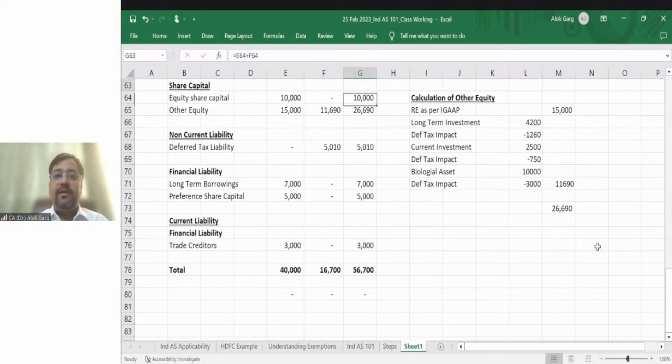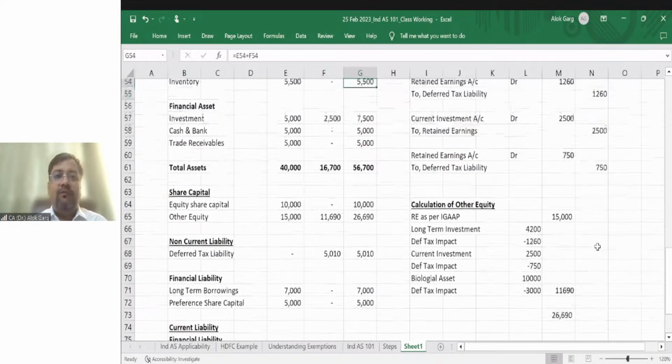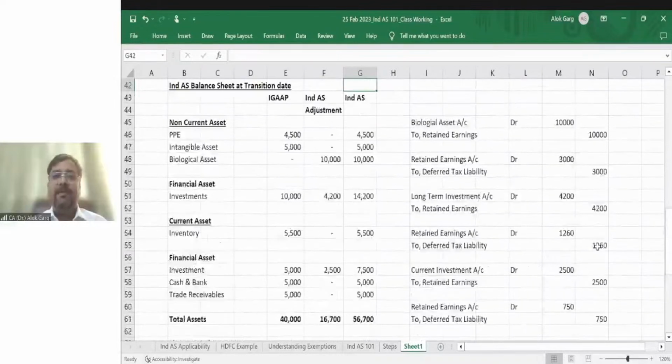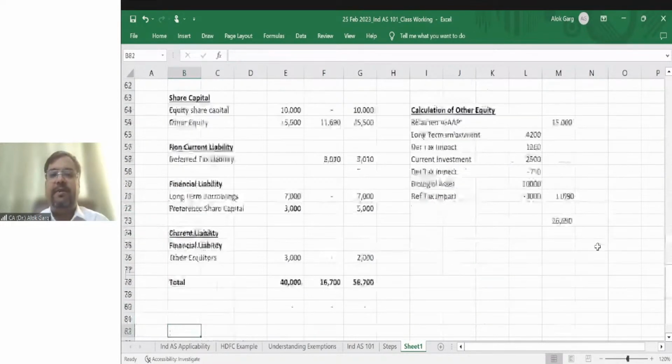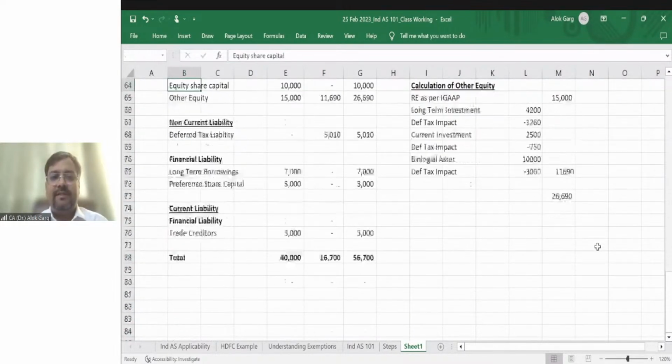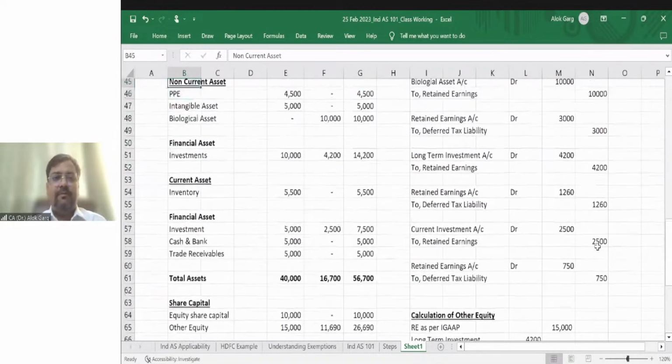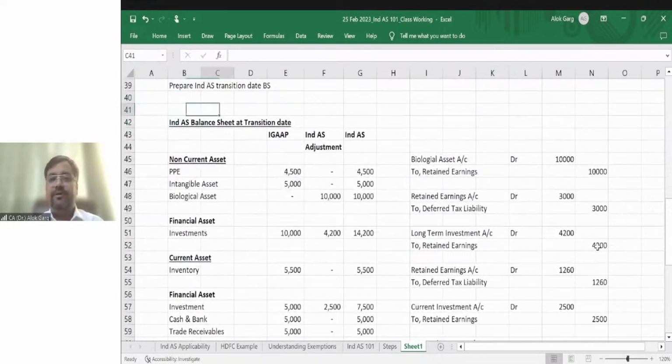Friends, have you understood how we are converting from IGAP to Ind AS by using the recognition, derecognition, classification, and measurement concept, right? We have recognized biological asset, we have measured biological asset, we have remeasured investment at fair value, right? We have reclassified preference share capital. Have you seen this? Let me know if you have any doubt.